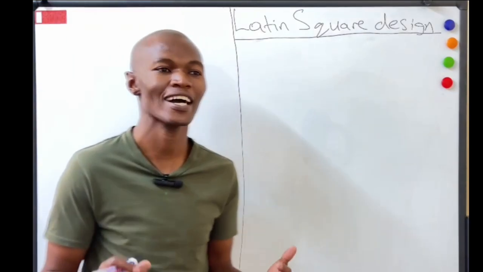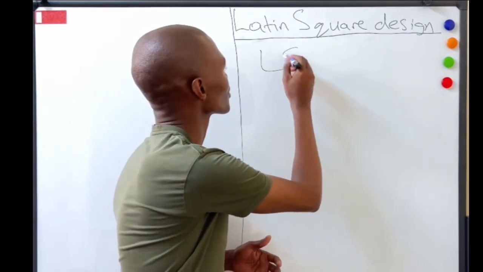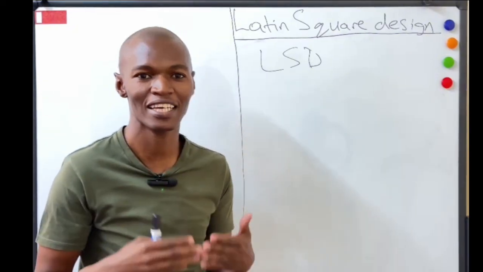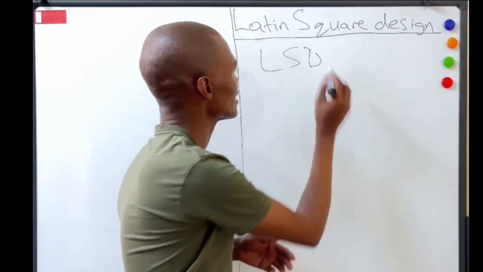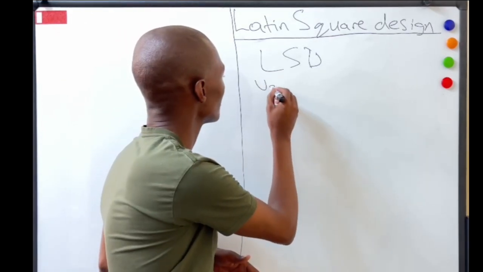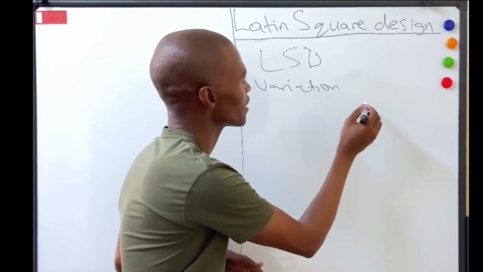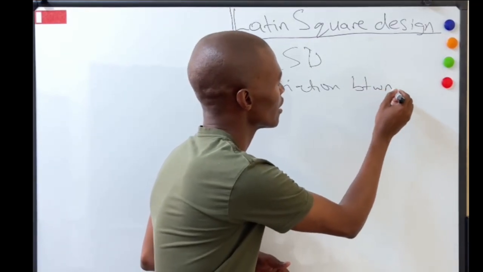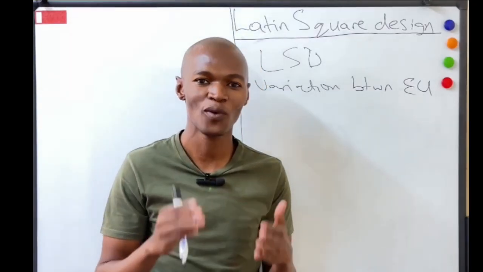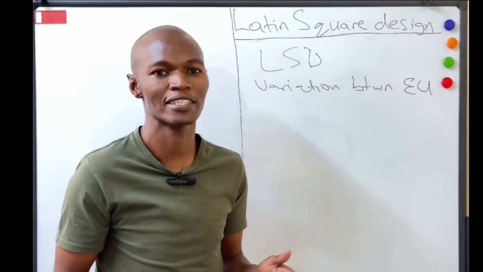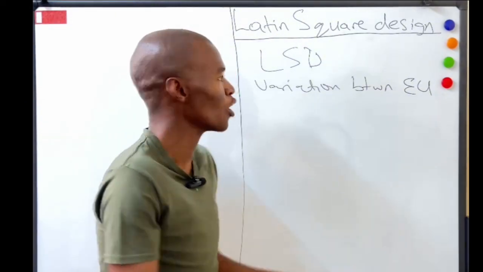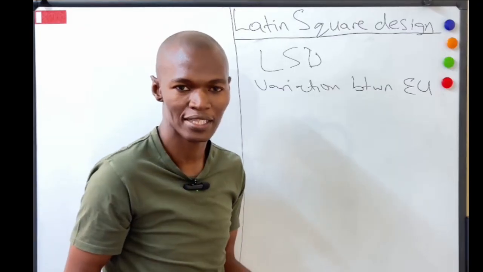The Latin square design is one of the experimental designs that we use in architectural research. We use the Latin square design once you observe variation between the experimental units. Experimental units, remember, is where the treatment will be applied. So once you observe variation in those experimental units, we have to think of the Latin square design.